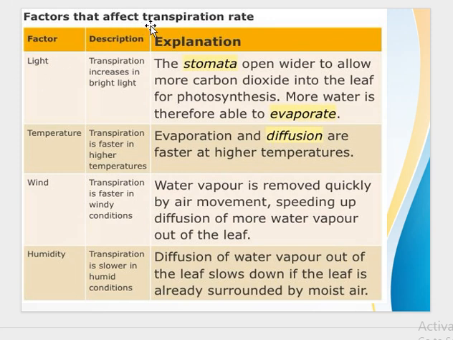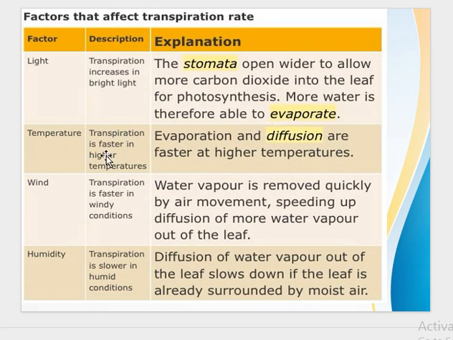Here are the factors that affect the transpiration rate. First, light. Transpiration increases in bright light. The stomata open in the presence of light to allow more carbon dioxide into the leaf for photosynthesis. More water is therefore able to evaporate.